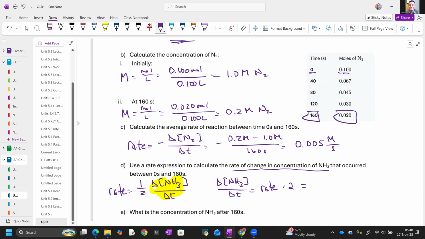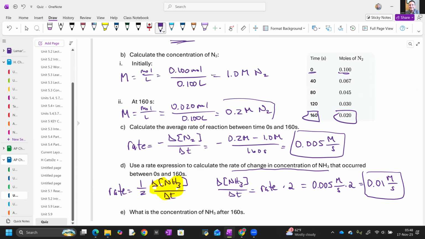And so we know that we have the rate of the reaction, or average rate of the reaction, is 0.005 molar per second times 2. And that's going to be 0.01 molar per second. And so this is our answer.